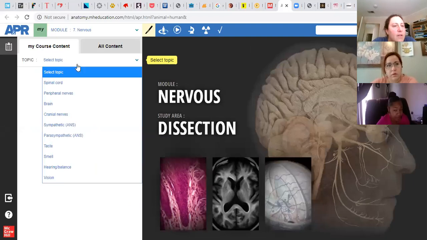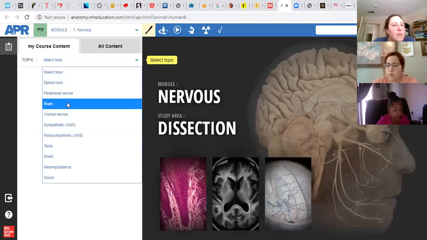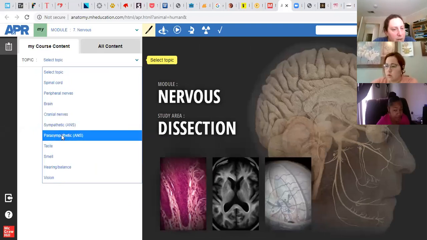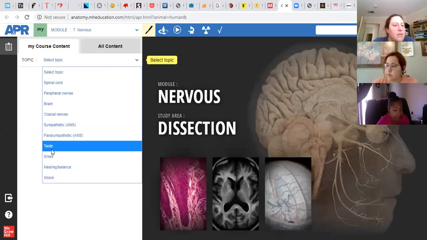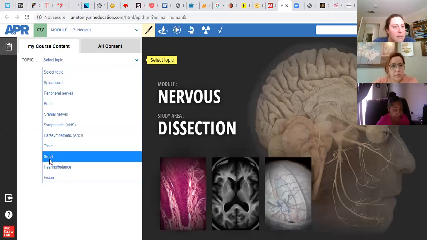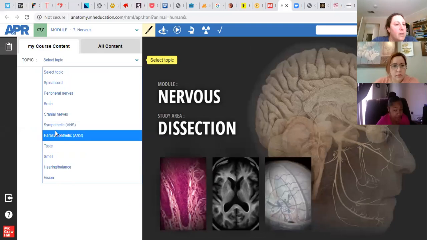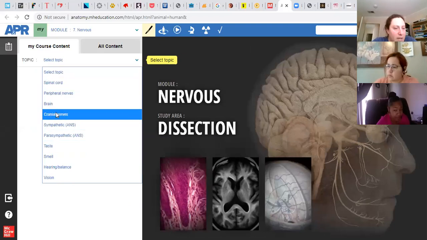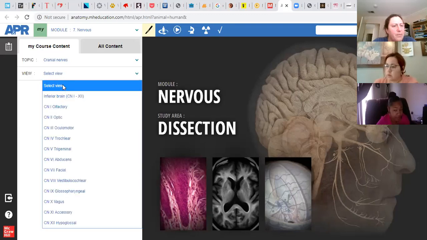And so you can see that we have a spinal cord topic, peripheral nerves, brain, cranial nerves, sympathetic, parasympathetic, taste, smell, hearing, balance, and vision. So we'll hit these sensory ones next week. For now, we're going to focus on spinal cord, brain, and cranial nerves. So let me just start with that because it's the easiest.